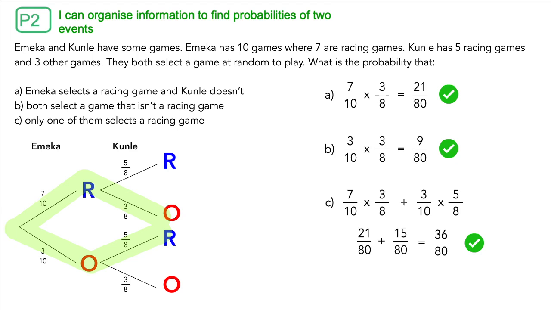Then finally we add these two together. 21/80 plus 15/80 equals 36/80. This is the final probability. You can simplify if you want, but it isn't necessary if the question doesn't ask. However, simplifying won't lead to a loss of marks. Simplified, the answer is 9 out of 20.